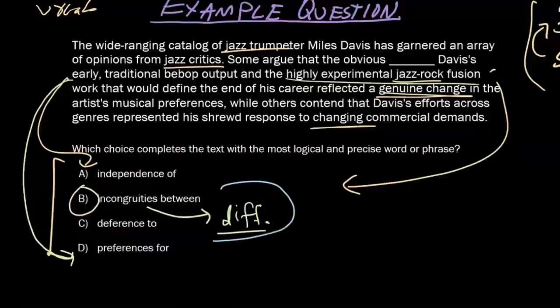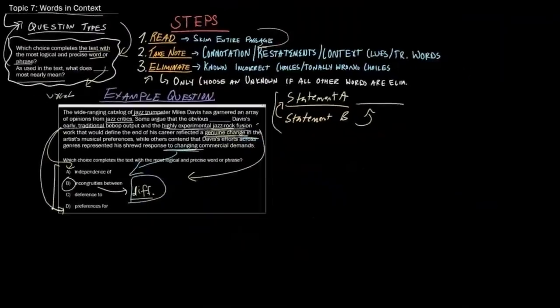But even if you didn't know this, we were able to figure that out. Now, incongruities makes sense. Incongruities means a difference. It means a change, some sort of difference between two things. Here, we're comparing this and we're comparing this, and we have a genuine change, another change. So what we're trying to look for here is a word that involves some change. And that's how you solve words in context.